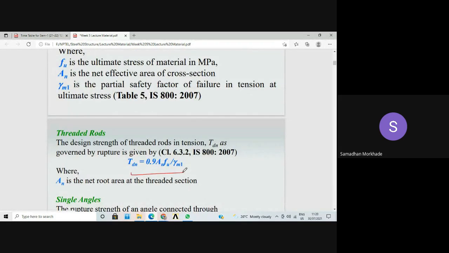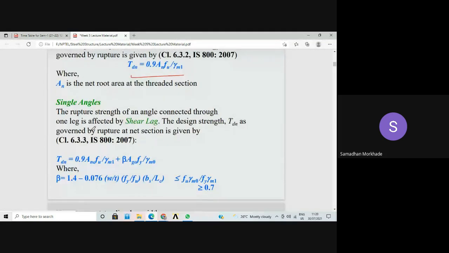For plates and threaded rods, the formula remains the same. For the threaded rod, it is 0.9 An Fu by gamma m1. For single angles, the same thing is represented by one term, the shear lag. Shear lag means a non-uniform distribution of stress: the connected leg takes the maximum load and the outstanding leg takes slightly less load than the connected leg. That effect is called the shear lag effect.